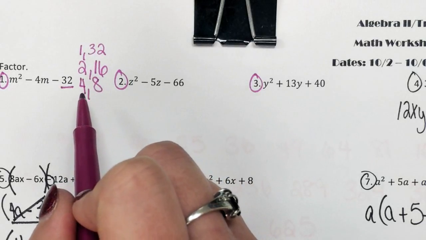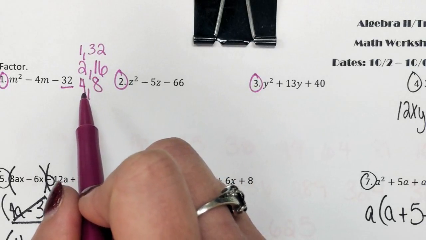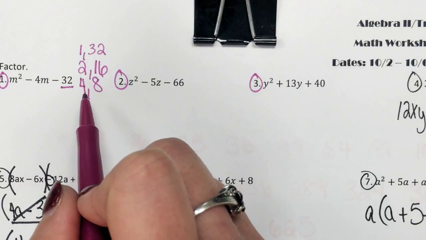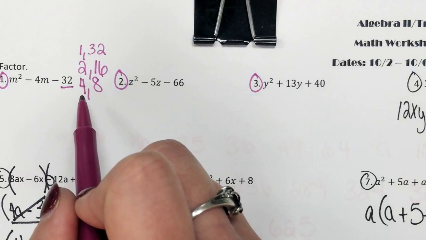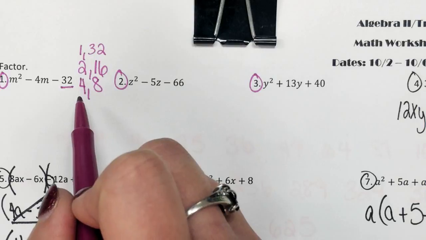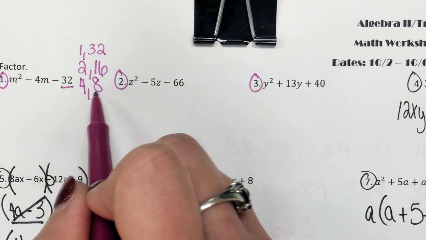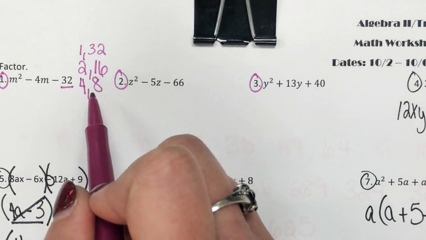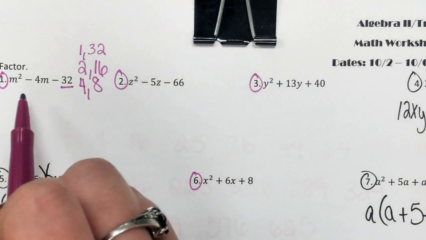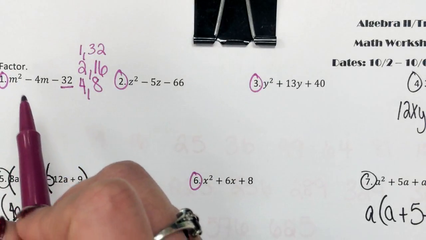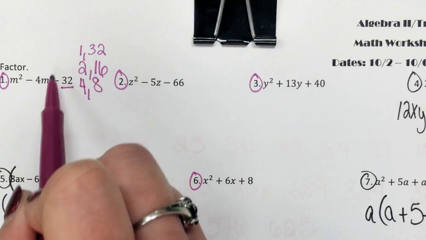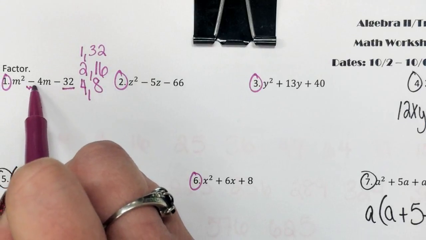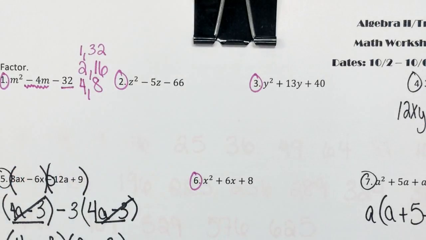What about 5? Does it go? 6? Does it go? No. 7? Does it go into 32? No. And then you already got 8. So once you start repeating numbers, you stop, okay? All right, but the one that you have to pick is the one that multiplies to be 32, but it adds or subtracts to be negative 4.